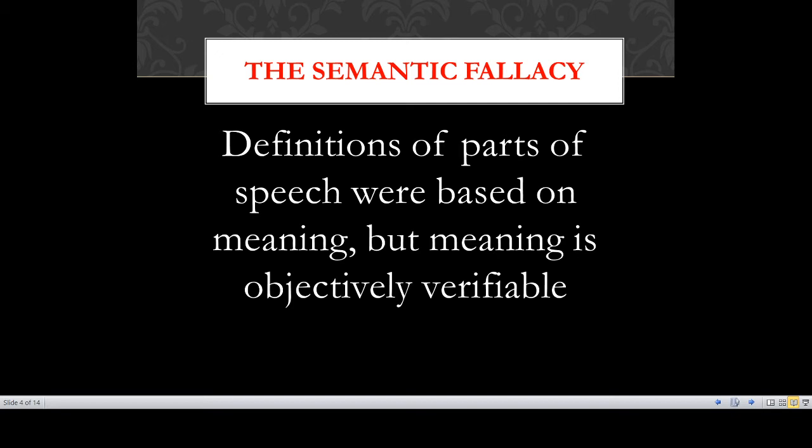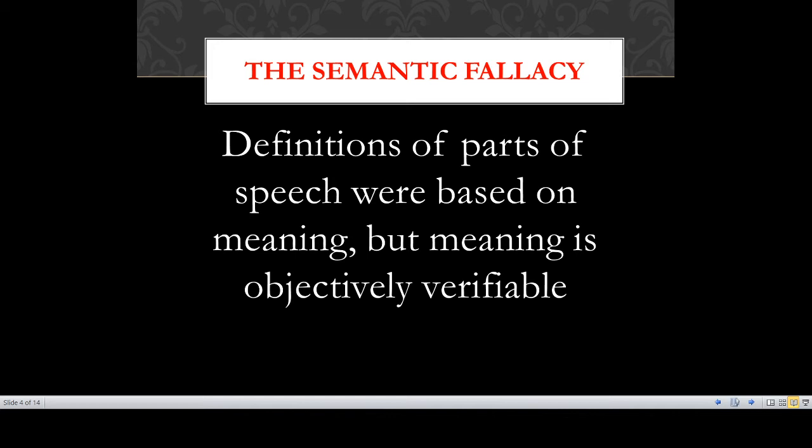And this was objected to by structuralists. So this is also another fallacy. How can you define parts of speech with respect to meaning? Sometimes this meaning is objective, because meaning is objectively verifiable. Structuralists object to this because meaning is not objectively verifiable. A noun is defined as the name of a person, place, or thing.